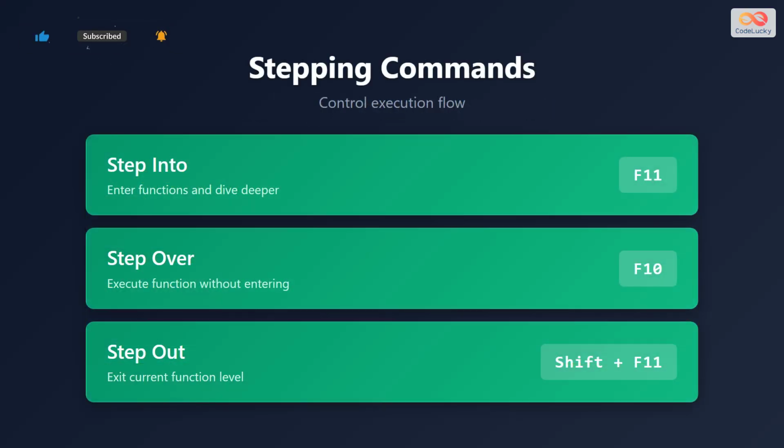Stepping commands let you control execution flow line by line. Step into, activated with F11, executes the next line of code and enters any functions or scripts that are called, allowing you to dive deeper into the execution. Step over, using F10, executes the next line without entering into any function calls. This is useful when you want to skip over functions and continue debugging the main script. Step out, which is Shift plus F11, completes execution of the current function and returns to the calling code. These 3 stepping commands give you complete control over how you navigate through your code during debugging sessions.